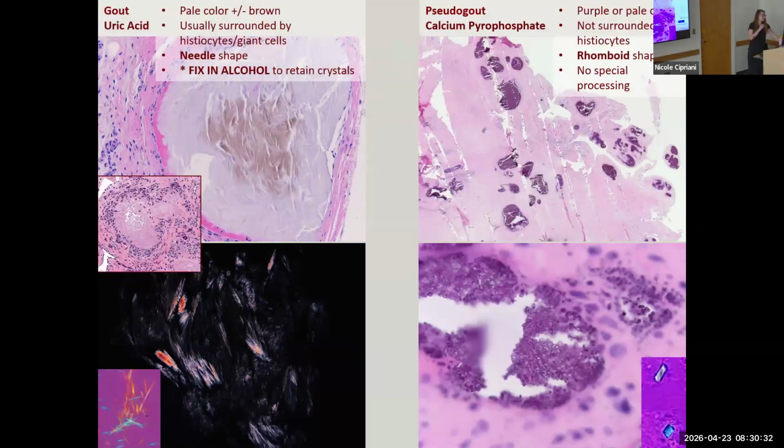Joints, not that kind. So just very, very quickly with joints, we think about gout versus pseudogout, right? Gout, do we have questions on bone before I move into joints? Okay. Gout, pale in color on low power, usually surrounded by a giant cell reaction and needle-shaped. If you do not process these in alcohol, you may wash out the crystals, so you may just see the holes left by the crystals. If you polarize them and you get lucky, you may see these shards. Pseudogout usually looks purple on low power. Rhomboid-shaped crystals, usually no to minimal giant cell reaction around it. Does not require special processing.